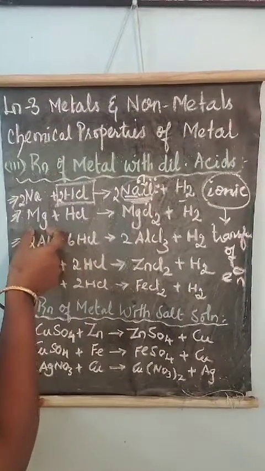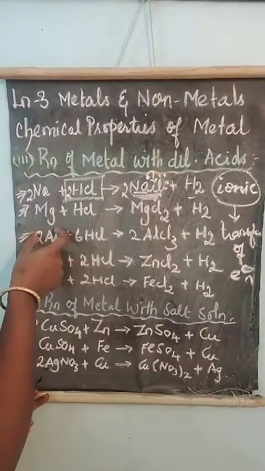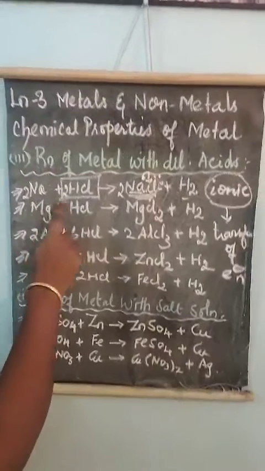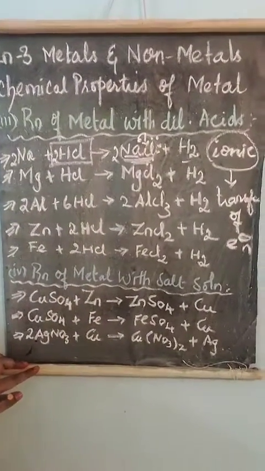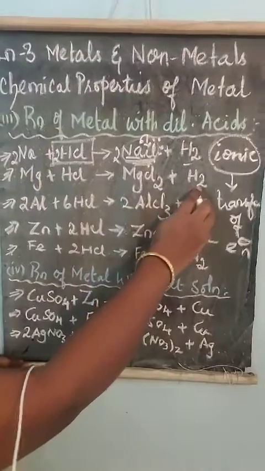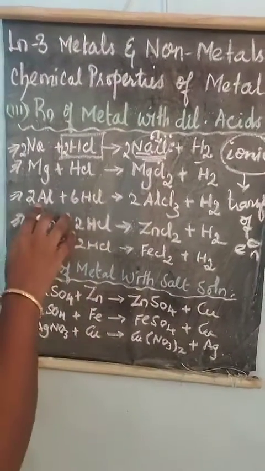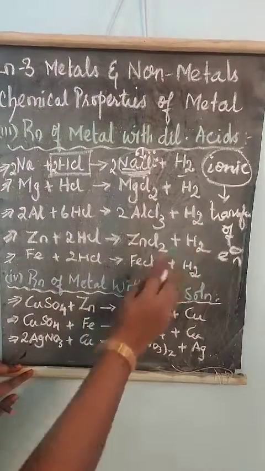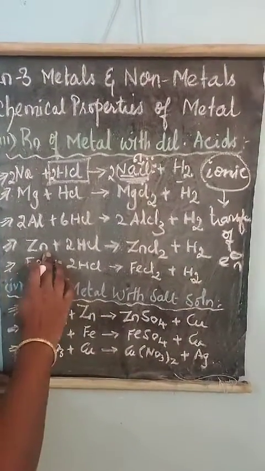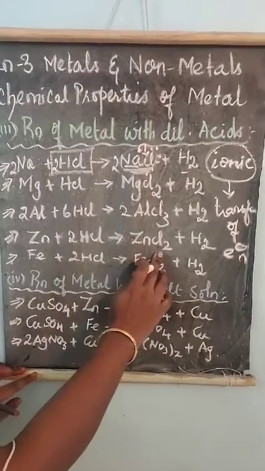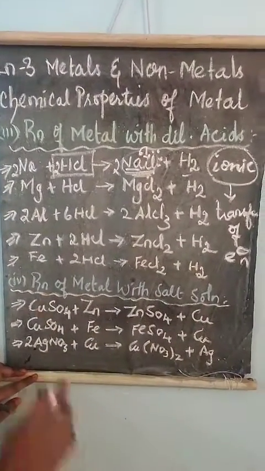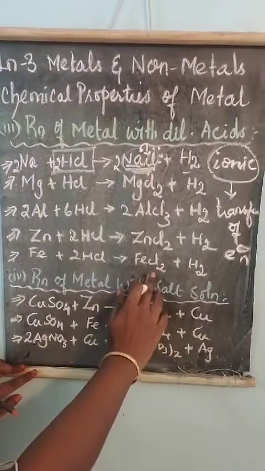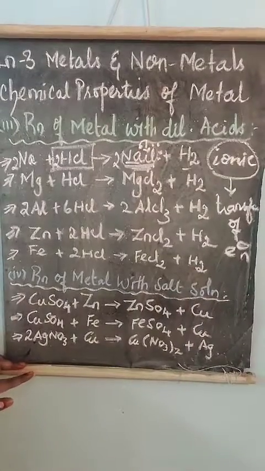This occurs due to the formation of ionic bond with the release of hydrogen gas. According to the reactivity, metals are written like this. The second metal is magnesium. Magnesium reacts with hydrochloric acid to form magnesium chloride plus hydrogen. Then aluminium reacts with hydrochloric acid to form aluminium chloride and hydrogen. Then zinc reacts with hydrochloric acid to form zinc chloride plus hydrogen. Then iron reacts with hydrochloric acid to form ferric chloride and hydrogen gas.